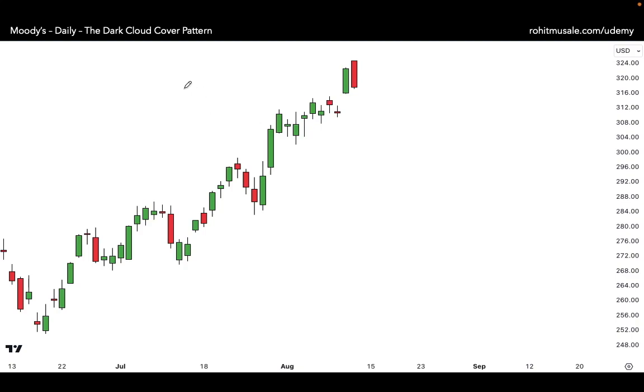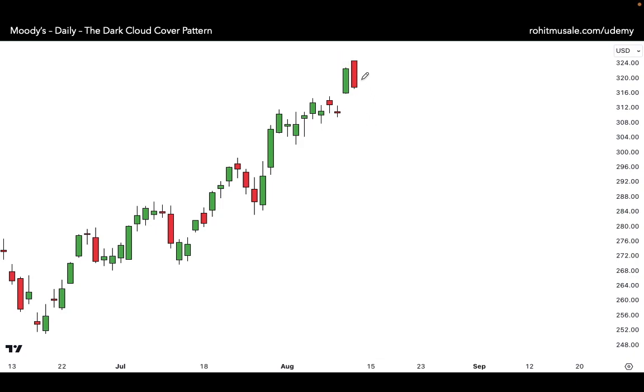In this video, we will look at the dark cloud cover pattern, a very interesting and very dangerous pattern for people who are holding long positions in stocks or whatever market you are trading. So this is a daily time frame chart of Moody's ratings agency. So the first condition, see these two candles are a dark cloud cover pattern.